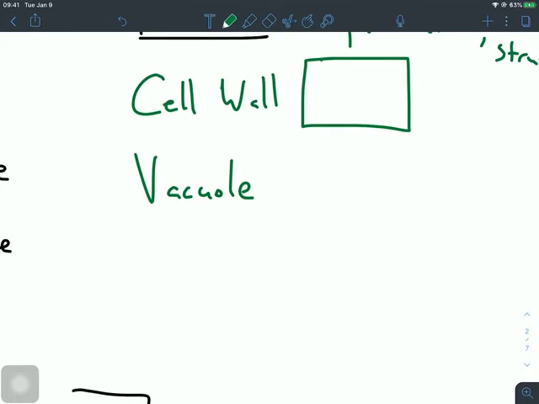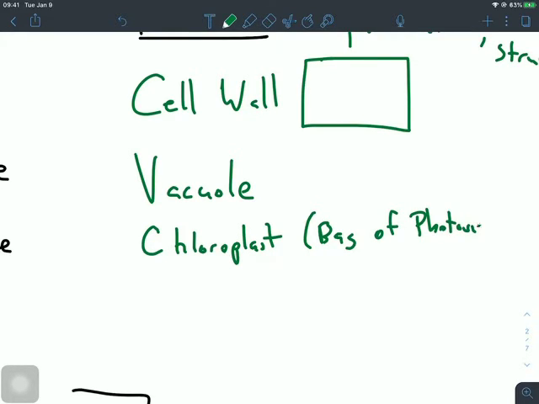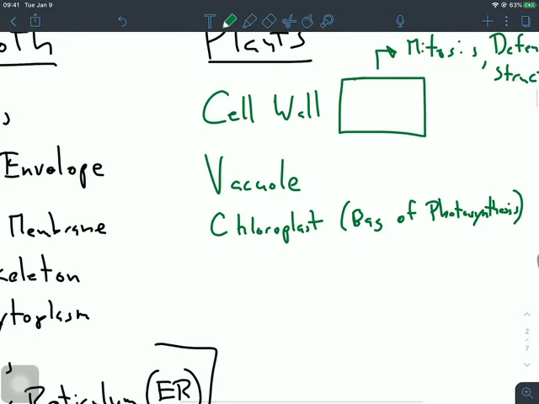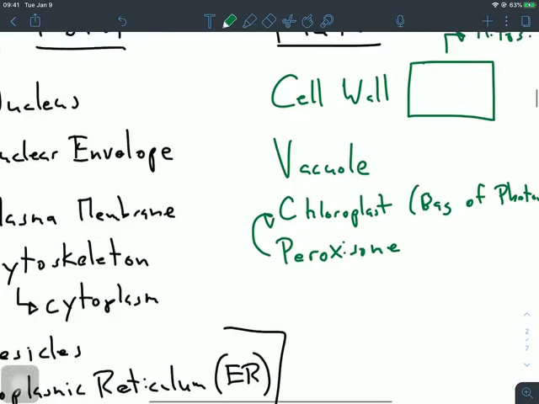Plant cells also have chloroplasts. The separate bags that we're going to spend the next several lectures discussing, because this is our bag of photosynthesis. The unique process by which plants breathe in carbon dioxide and produce sugar. And plants also have a peroxisome, whose function we will discuss more because it's tied in with the chloroplast.